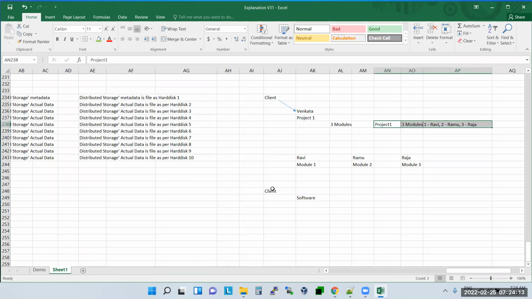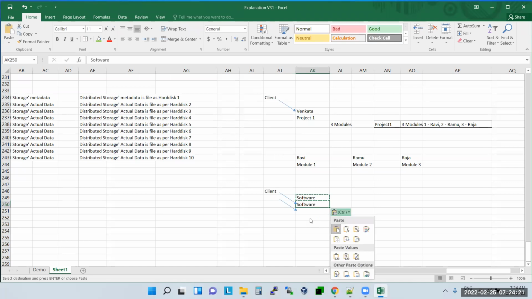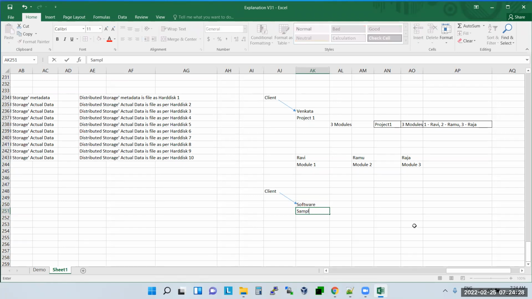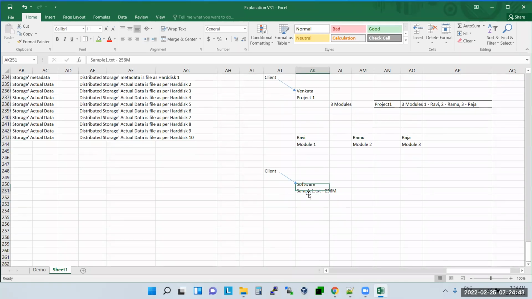In the same way, we have a client and we have a software. The client is giving work to the software, saying, hey software, I have a file sample1.txt which is of 256 MB. Under this we have worker disks here.